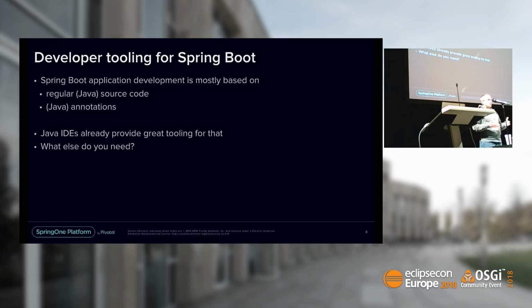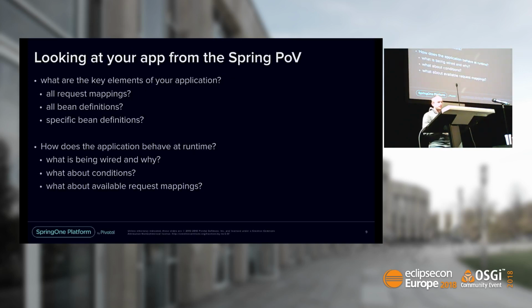You put all your stuff together. You hack annotations into your source code. Annotations are nicely supported by regular Java development tools. If you use Eclipse or another IDE, you can just use the annotations. That's all fine. But what else do you need?